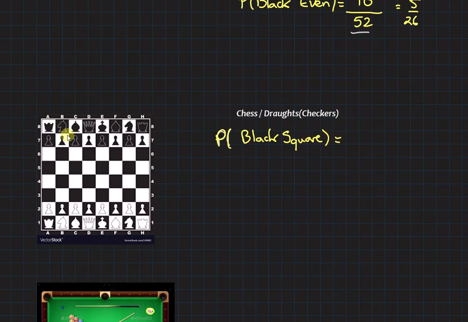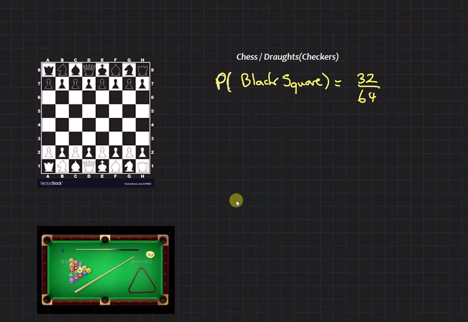So what you might do, how many blacks are there? Well, there's 32 on a chessboard. How many squares altogether? It's 64, 8 by 8. That sort of thing comes up. You could be asked how many squares have pawns on them at the start. Well, you could do it in a number of ways.